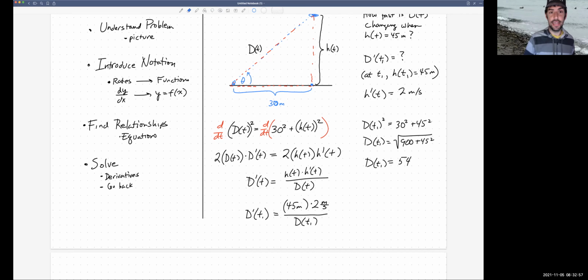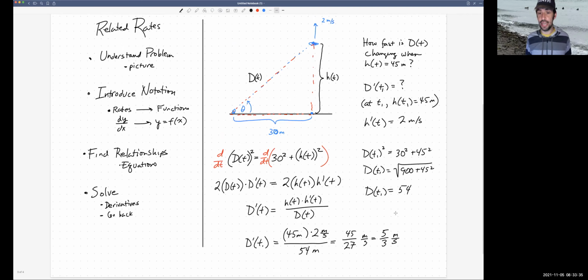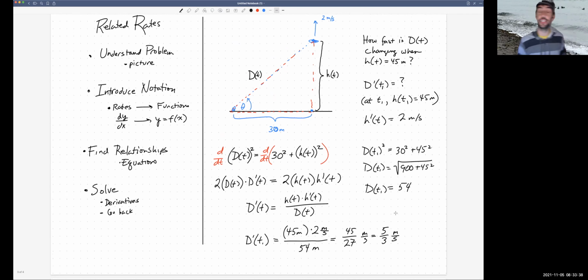So I can put that in for this, which is 54 meters. And so if we cancel our units, meters cancel, I've got meters per second. I can also reduce a little bit. I've got 45 over 27 meters per second, and we can reduce that to 5/3 meters per second. Okay. And there we are. That tells us how quickly that distance between the camera and the drone is changing at this moment in time, right?